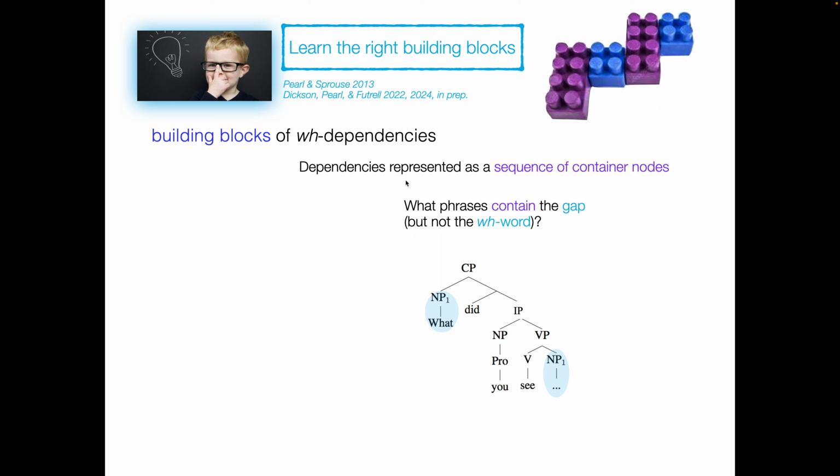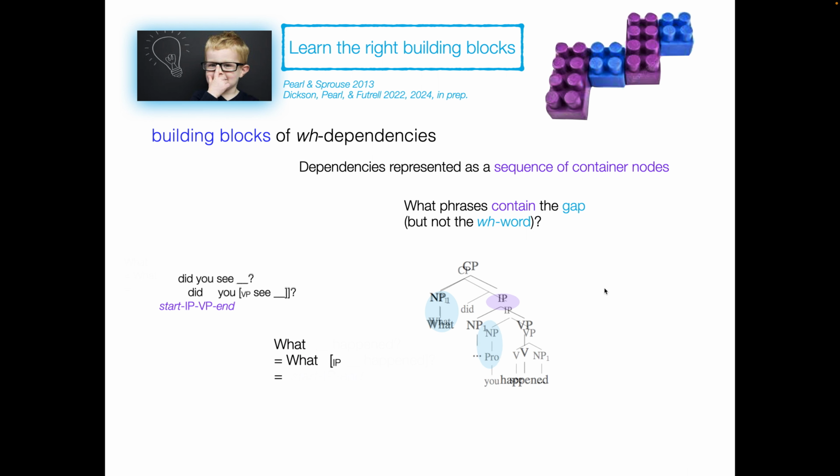So the idea is that dependencies are represented as a sequence of what Pearl and Sprouse in 2013 called container nodes. And if you're looking at this, which is just one example syntactic representation of what did you see, if you look at this gap, see what, right? You're looking for the phrases that contain the gap, but not the WH words. So if you're looking at what those are, you're like, okay, the gap's here. If I go up here, a verb phrase and then an IP, inflectional phrase, and then we get up here, oh, there's my WH word. So our syntactic path is something like start, IP, VP, and that kind of characterizes or describes this WH dependency.